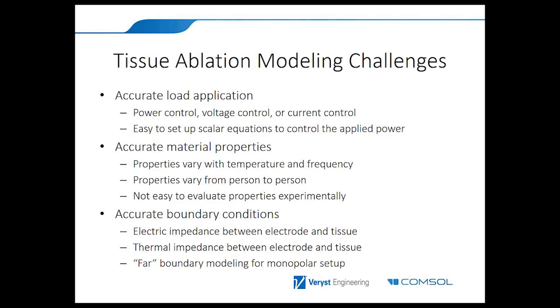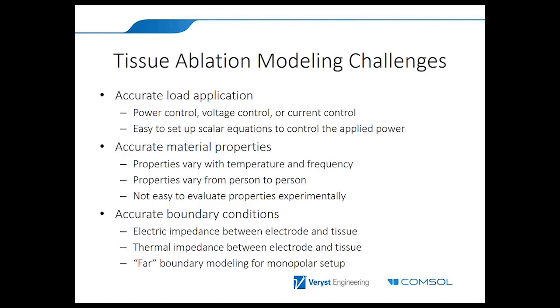Also, boundary conditions are a challenge because there's no perfect contact between the electrode and the tissue, or sometimes there isn't. So there is electric impedance and there's thermal impedance, and getting those accurately in some cases is important to the accuracy of the model. Sometimes they're not relevant, but if they are, then you need to test further to find out the correct values.